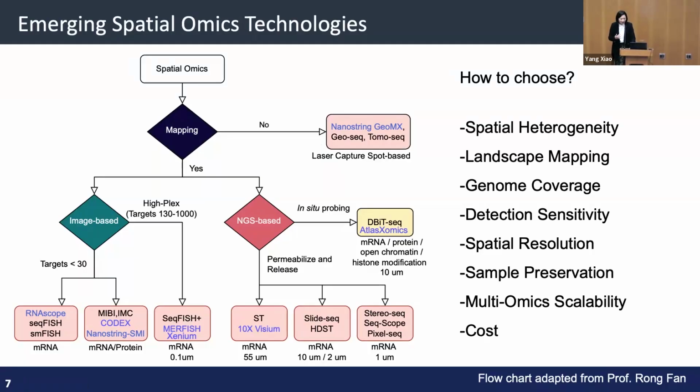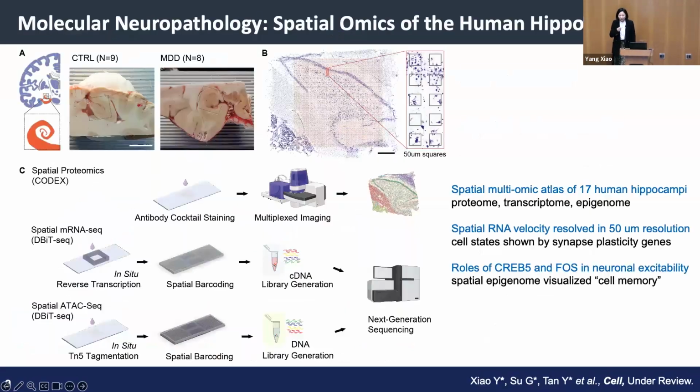So given this technology available, how can we actually use it to study the human brain? This is the project I spearheaded at Columbia University, where we established a spatial multi-omics pipeline to study the human brain, the hippocampus, and we collected 17 human brains, 9 neurotypical and 8 MDD.